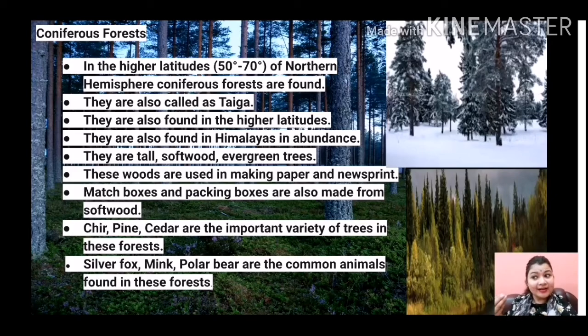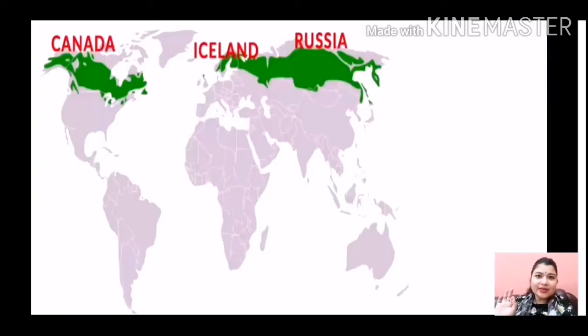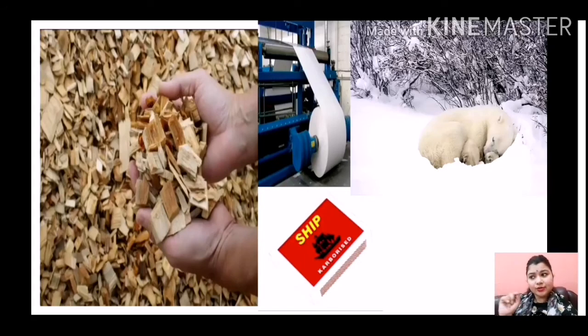Cheer, pine and cedar are the names of the trees, and the animals are polar bear, silver fox and mink. You can see the areas where you will find most of the coniferous forests: Canada, Iceland, Russia. In the map you see where Canada, Iceland and Russia are. These are the areas where you will find most of the coniferous forest. Now the trees were used to make pulp. With that, paper and matchboxes are made, and the polar bear is the animal found here.